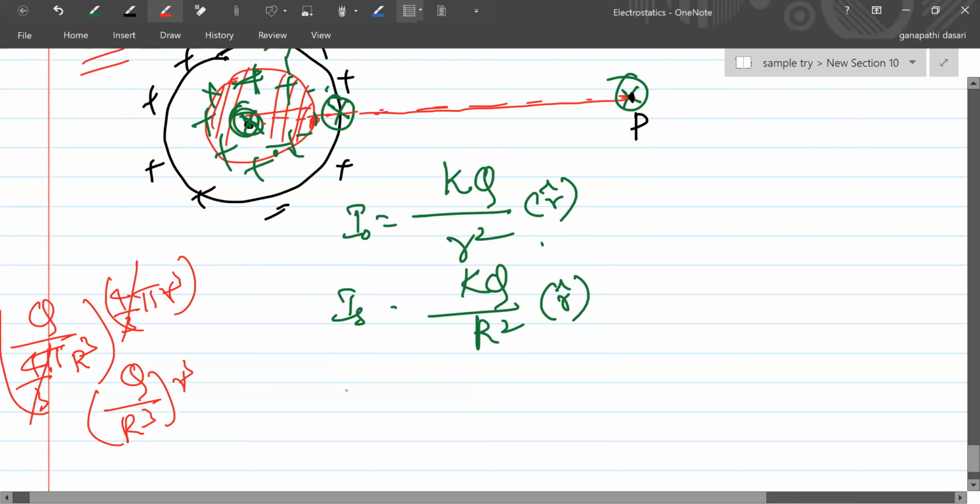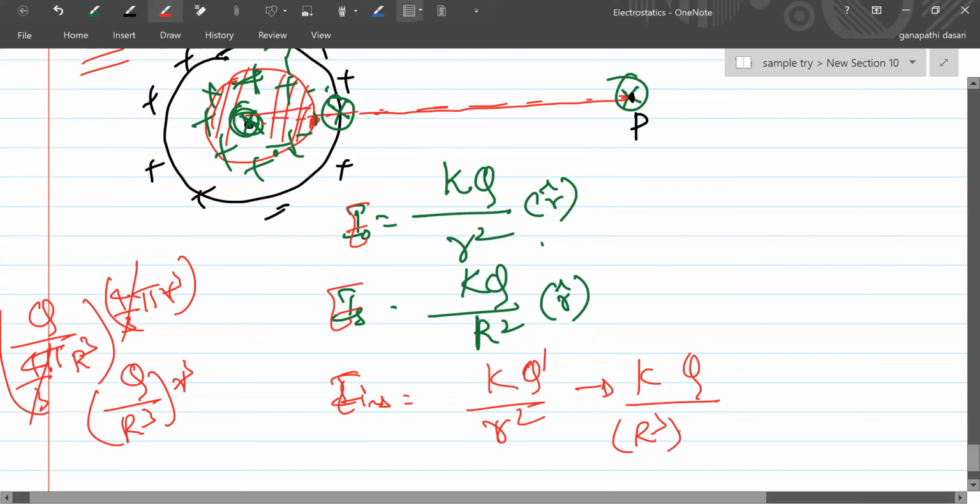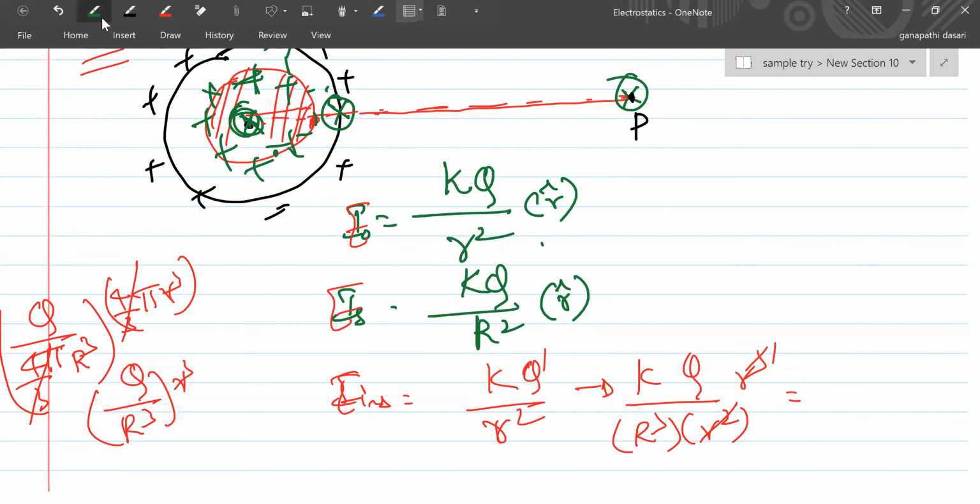So E inside, sorry, E not, you can mention E outside, E surface. So K into Q dash by r square, right? That Q dash is how much? K into Q by capital R cube into r cube, divided by small r square. r square will go by one time. Are you getting this or not?